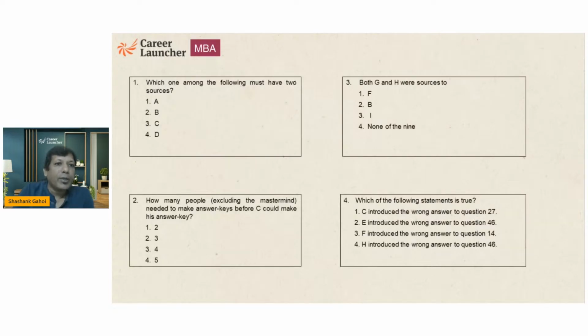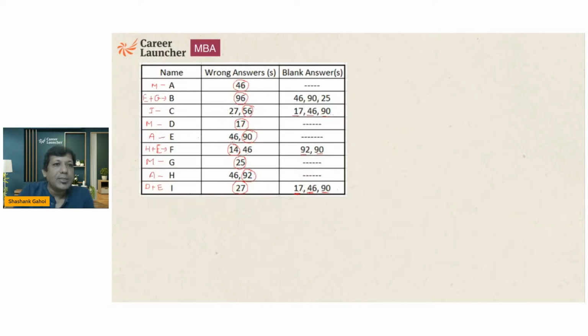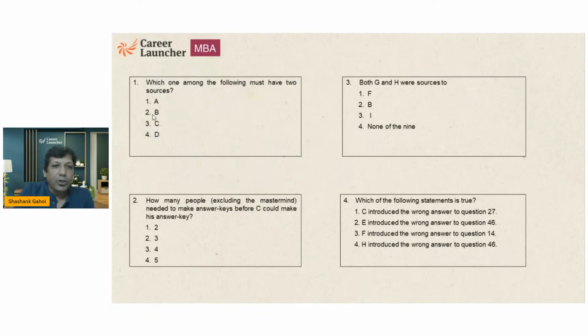Who among the following must have two sources, A, B, C, D? So A got one source, B got two sources, C got one source, D got one source. So B got two sources. Okay.